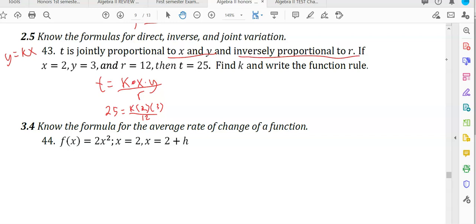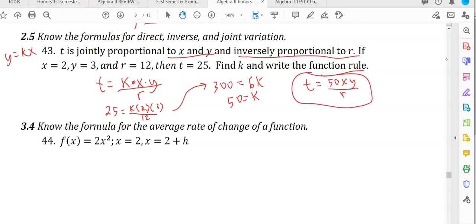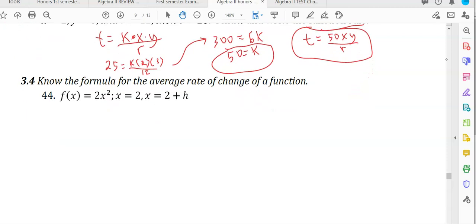And to solve this, when you do 25 times 12, 25 times 4 is 100, so I think that'd be 300 equals 6k. So k equals 50. So now your function rule would be the equation. So it'd be t equals 50. Remember, k is not really a variable. It's a constant. So once you figure it out, you've got to write it as your function rule. So that's your constant, find k, and that's your function rule.